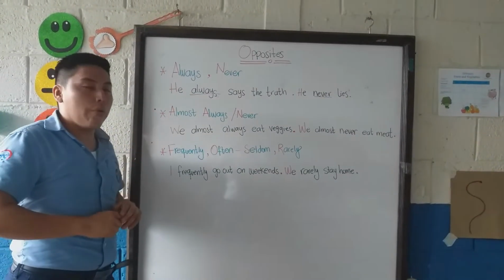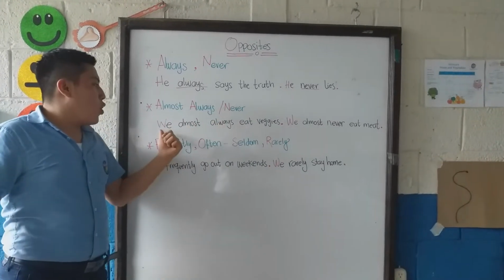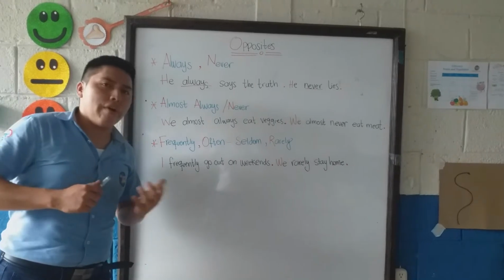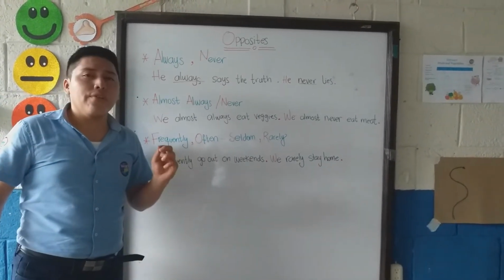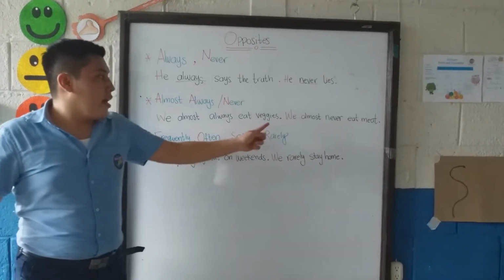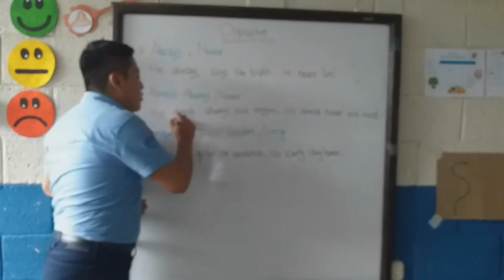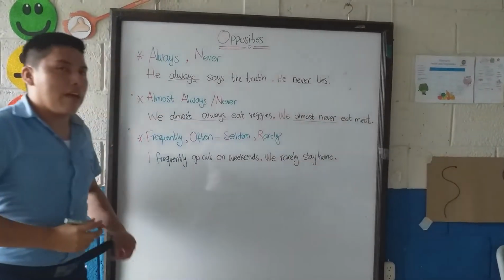Let's continue with the other one. Almost always and almost never. We almost always eat veggies. You know what veggies are, right? Veggies is a word that expresses something related to vegetables, okay? We almost never eat meat. If you notice, we are using almost always and then we are using almost never.